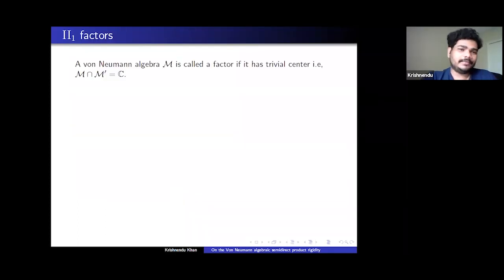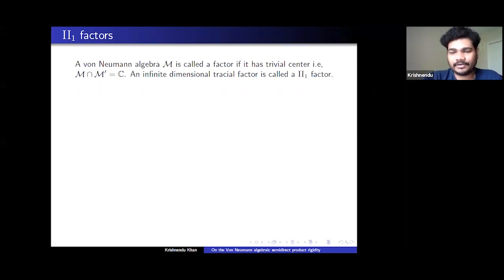So we'll be talking about II_1 factors. A von Neumann algebra is called a factor if it has trivial center, and an infinite dimensional tracial factor is called a II_1 factor. These group von Neumann algebras do have a trace. I think you have all seen that in JC stock.